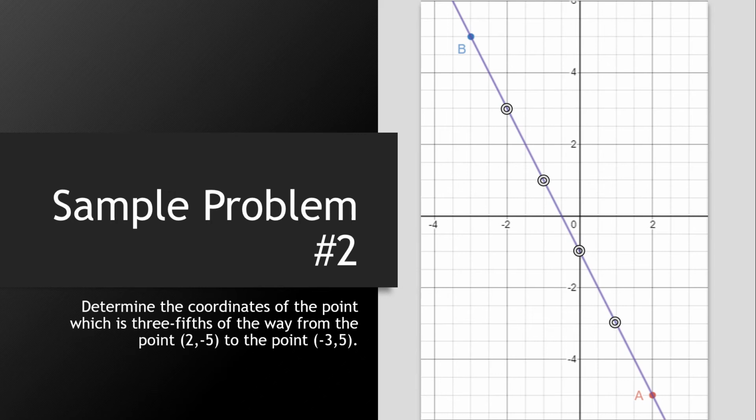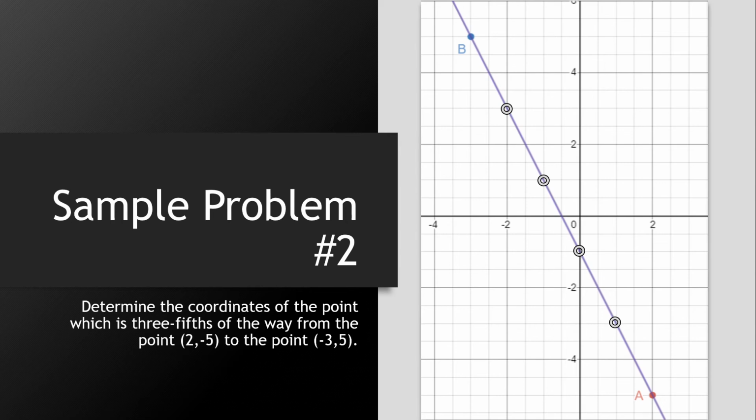It says that from the point (2, -5), if we want to plot that point, you can plot graphs using the Desmos app. Just download it and you can graph anything. So the point is (2, -5), so that's point A. Then the second point is (-3, 5). So this is that point.